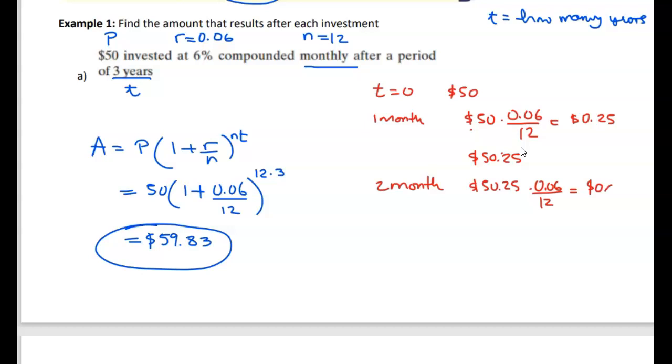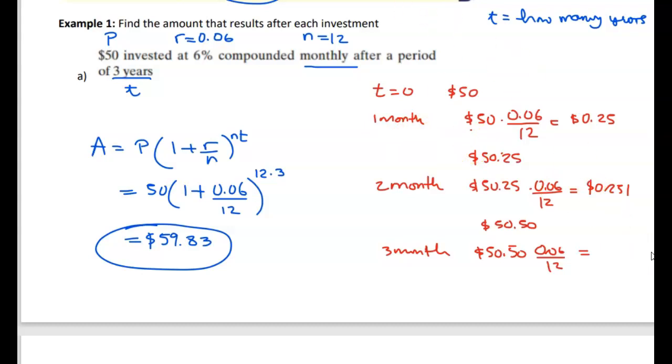So 0.251. We're going to add those amounts together. So we have $50.50, rounding. So that's the end of the second month. So you go to the third month. You take that new amount, $50.50. You apply the interest to it. Right? And then you do that, and you're going to end up with a new interest, which you add.